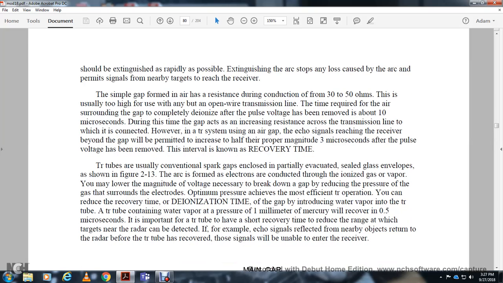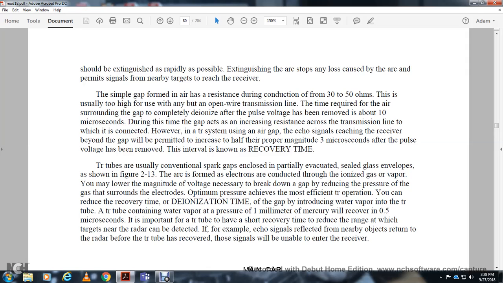The transmitter receiver tube is usually a conventional spark gap enclosed in a partially evacuated sealed gas envelope, shown in figure 2.13 A. An arc forms with the electrons as conductors of the ionized gap vapor, which lowers the magnitude of the voltage that breaks down the gap. Reducing the pressure around the electrode, the optimum pressure achieves the most efficient transmit receive operation.